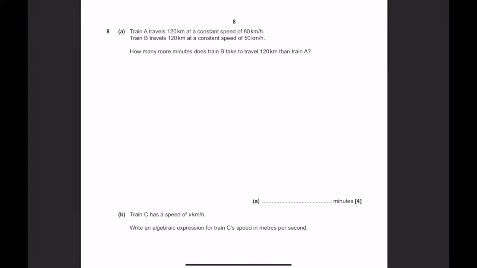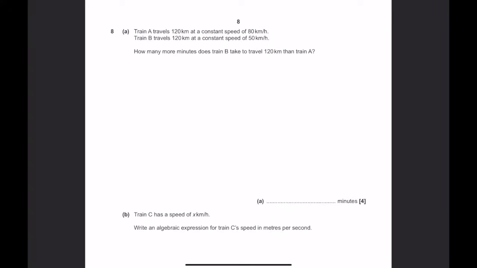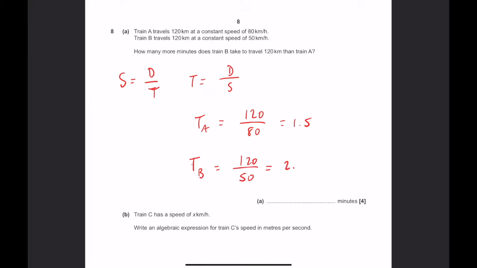A train A travels 120 kilometers at a constant speed of 80 kilometers an hour, and train B does 120 kilometers at 50 kilometers an hour. How many more minutes does train B take to travel 120 than A? So we can just simply use speed equals distance over time here. So if we want to work out the time, we're going to have to do distance over speed. So the time of A is going to be 120 divided by 80, which is going to be 1.5. And the time of B is going to be 120 over 50, which is going to be 2.4.